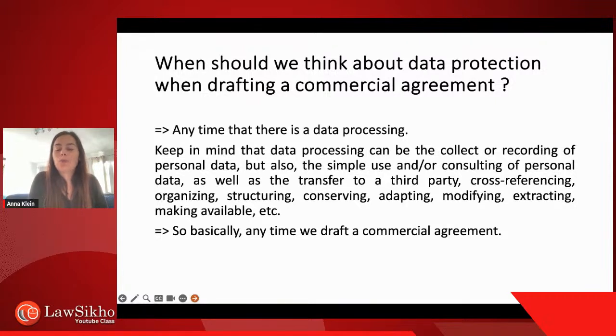Even when you're absolutely right in doing what you're actually doing, it is still processing at the very moment when you just know any kind of data, even if you're not recording this data, even if you're not the one who collected it. Just the fact that you visualize some kind of information that happens to relate to an individual, then you're processing personal data. So it's very easy.